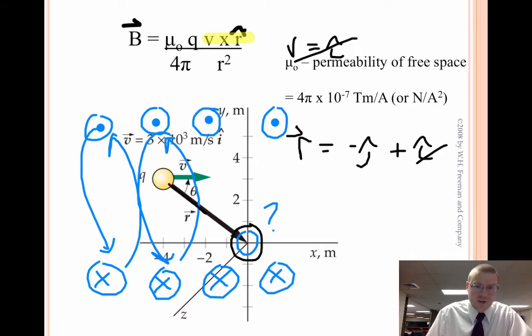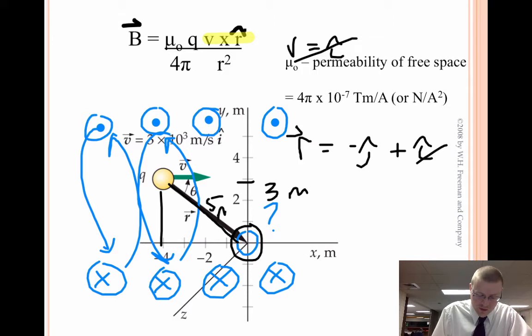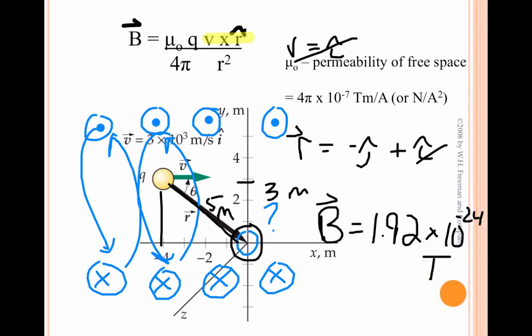from my charge to this location, which, if you look, we're about 3 meters up and 4 meters over. Knowing that triangle, I know that I'm 5 meters from the origin there. So here is the magnetic field from this single solitary moving charge, 5 meters from the moving charge. It's 1.92 times 10 to the negative 24th Teslas. It's an extremely weak magnetic field.